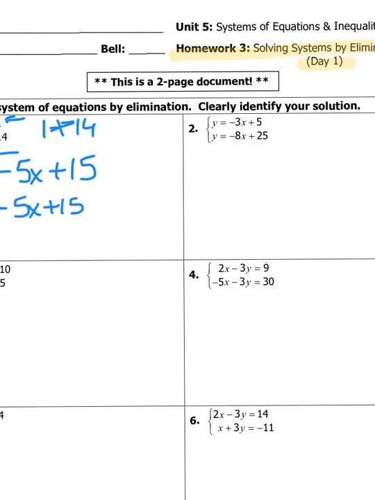Now we want to get the x by itself, because that's what we're trying to solve for. Remember, the goal of elimination is to get rid of one variable so we have the other one all by itself. We have the x, we just need it by itself so we can understand what it is. This is a two-step equation. I have to get rid of the -5 and I have to get rid of the 15.